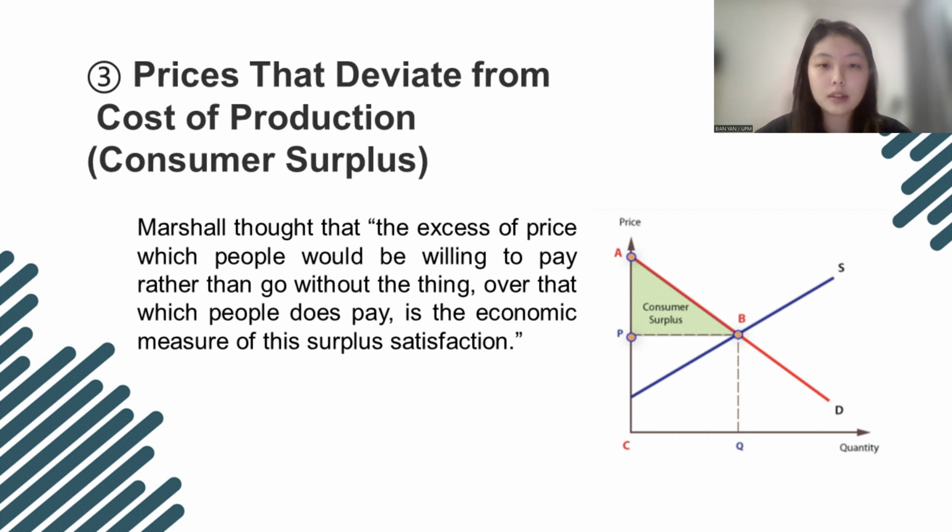Another significant contribution that Alfred Marshall made to the field of economics was the concept of consumer surplus. Marshall thought that the excess of the price which people would be willing to pay rather than go without the thing over that which they do pay is the economic measure of this surplus satisfaction. What this means is that many people would be willing to pay more than the market price for goods because they perceive a high utility that they derive from the product, as shown by the graph. Therefore, these consumers enjoy an extra benefit, which is indicated by the shaded region in the graph to the left.